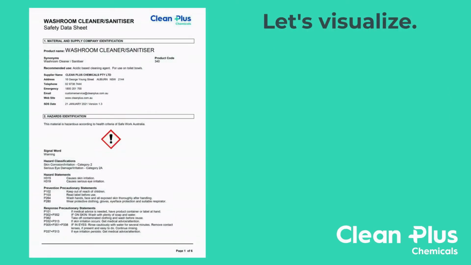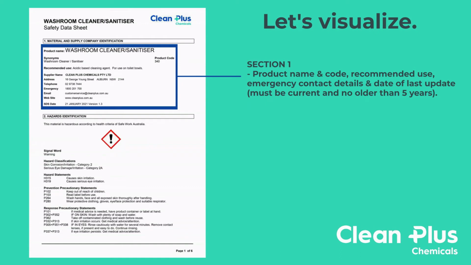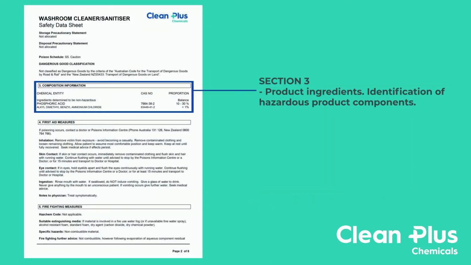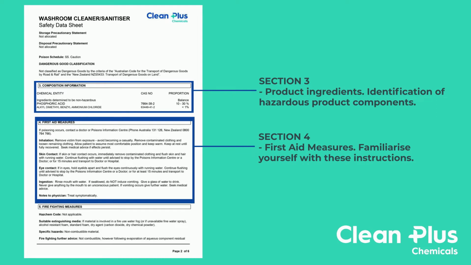Let's visualize. Section 1 will state the product name and code, the product's recommended use, emergency contact details and date of last update. Ensure that the SDS is current, and no older than 5 years. Section 2 states the potential hazards of the product. It shows you the relevant pictogram warning, which allows you to identify if there is a risk, and any hazard statements regarding the use of this product. Section 3 outlines the product ingredients. It identifies the hazardous product components. Section 4 is the first aid measures. Familiarize yourself with these instructions.